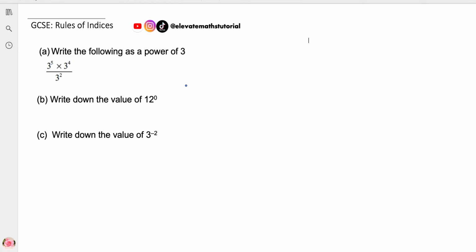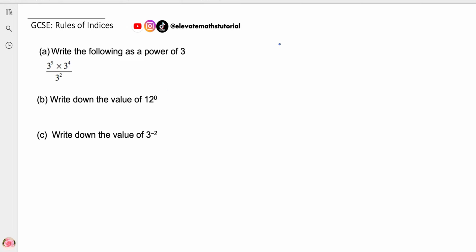So the topic here is rules of indices. The questions are taken from a foundation paper. Now, rules of indices can be on a higher paper as well as a foundation paper. It's just based on the level of difficulty. A question like these would be on the first half of a higher paper. If you increase the level of difficulty, it would be on the second half, but this is mostly taken from a foundation paper.